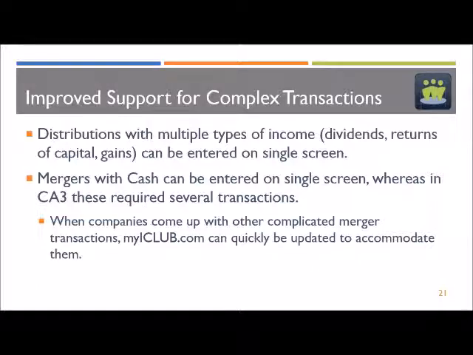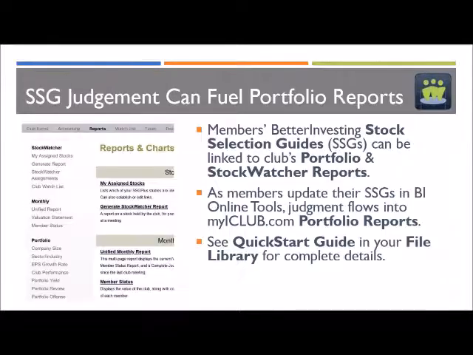You only have to enter about 5 different things. A lot of the things are auto-entered from previous entries that you enter. So it makes it much easier to enter. What's more, it's also more accurate with the cost basis and gain calculations than in Club Accounting 3. And then you can also add your judgments from your stock selection guides to your portfolio reports. So you can do this.